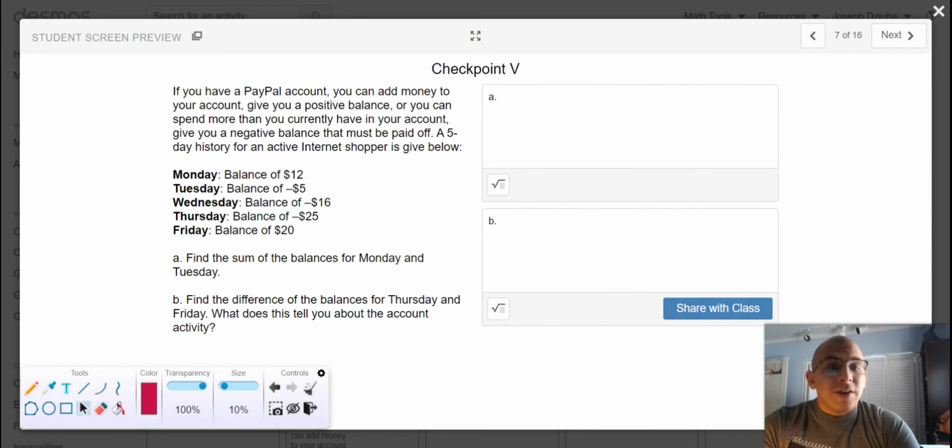In checkpoint 5, we have a lengthy application problem. Just because it is lengthy does not mean it is impossible, because it deals with an account balance, like one you will most likely come to own over your lifetime. But basically, we have a balance or a printout, a 5-day history for an active internet shopper below. Find the sum of the balances for Monday and Tuesday, and then the difference of the balances for Thursday and Friday. What does this tell you about the account activity? Be as specific as possible. We're going to start our class with this particular example.